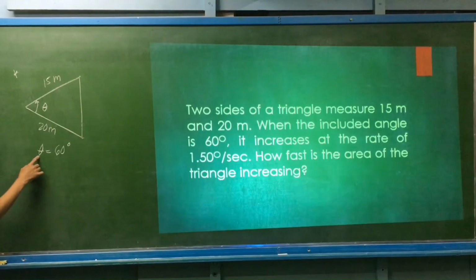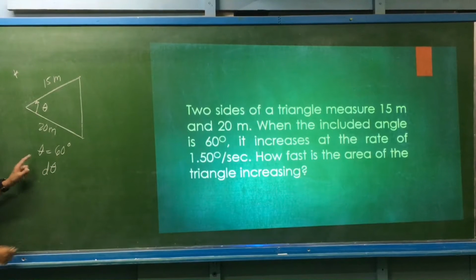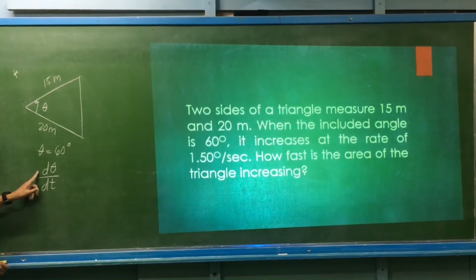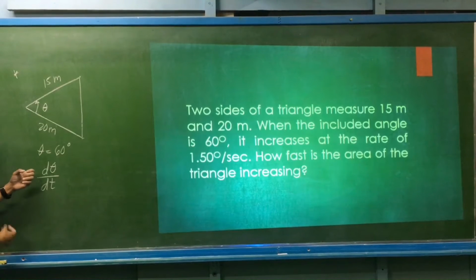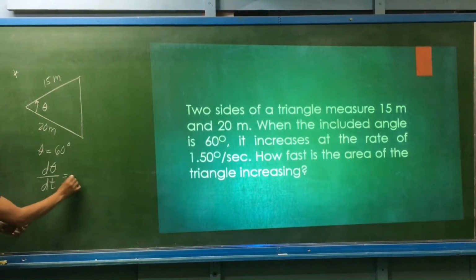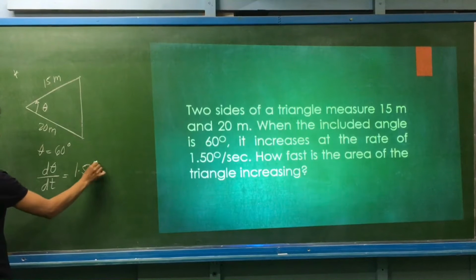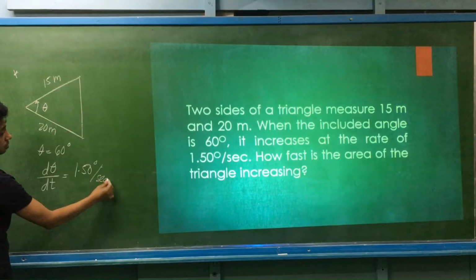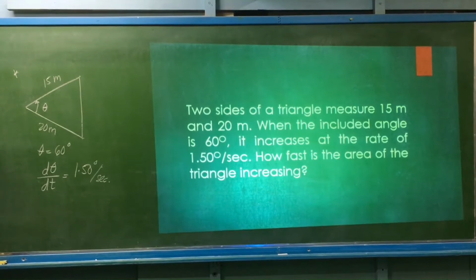When the included angle is 60 degrees, it increases at the rate of 1.5 degrees per second. So we express that the change of the angle with respect to time. So this is time rate. The rate of increase of the angle with respect to time is given as 1.50 degrees per second.